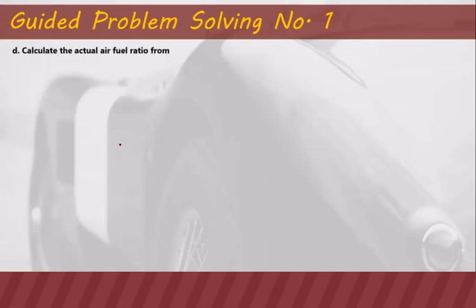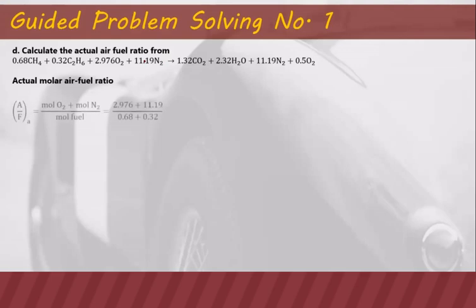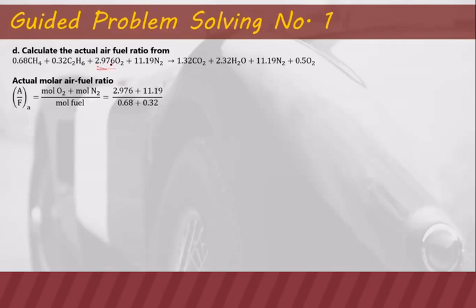Next is to calculate the actual air-fuel ratio. So we will now use our actual combustion equation, which is the 20% excess air. If it is deficient, that will be our actual combustion equation. For this case, we have excess. So this is our equation from letter B. We will use the same formula and the same method. We will have to determine the number of moles divided by the total mole. So that's why we have 14.17.